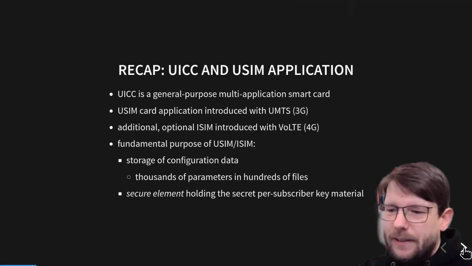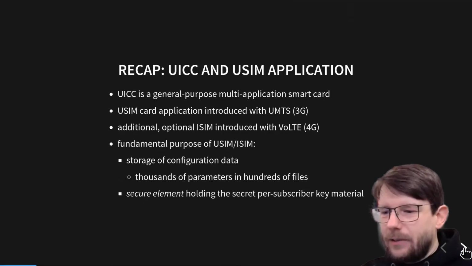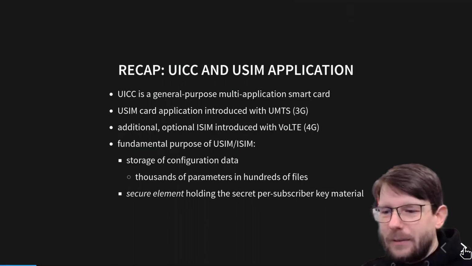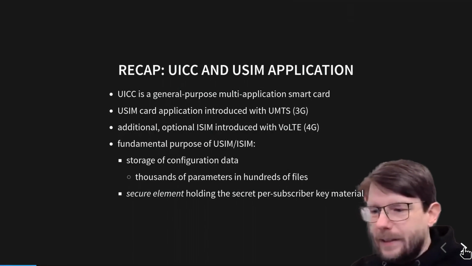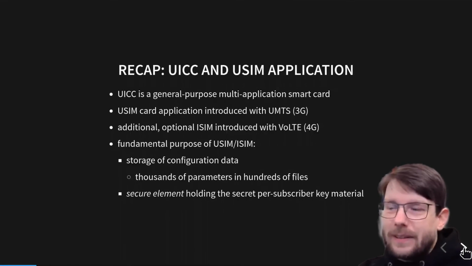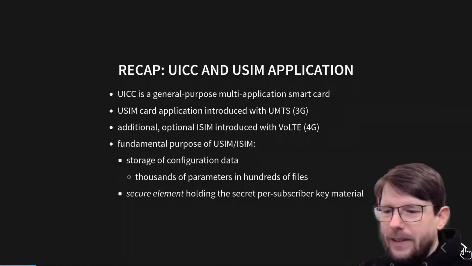Later on, with the advent of 3G networks, the so-called UICC was introduced, the Universal Integrated Chip Card, which is a multi-application smart card platform, and the USIM, the UMTS subscriber identity module, became an application, so a piece of software that runs on the UICC. And later on, with voice over LTE in 4G networks, an additional optional application called ISIM, the IMS subscriber identity module, was introduced. This basically means the physical card that you have is called a UICC, and then you have applications such as the USIM or the ISIM running on that card.